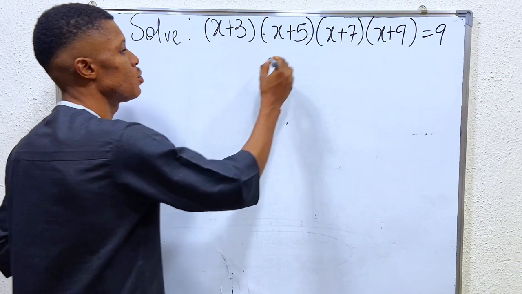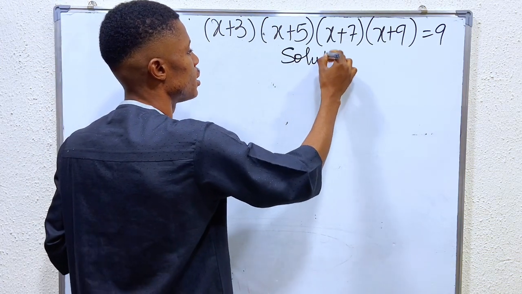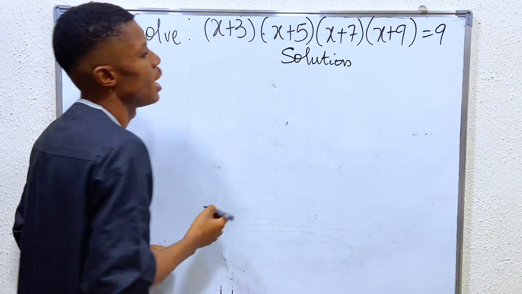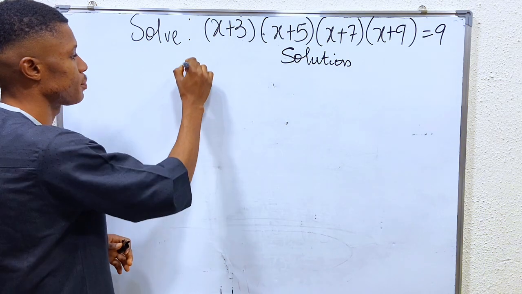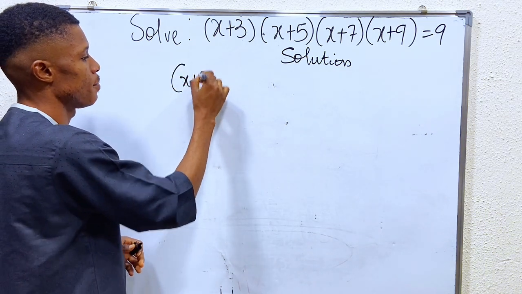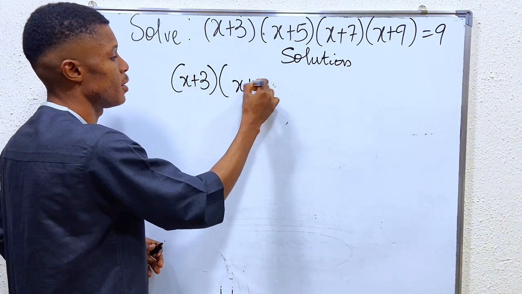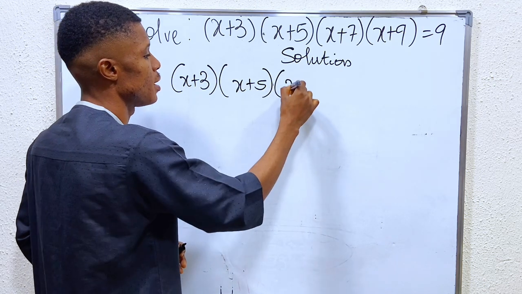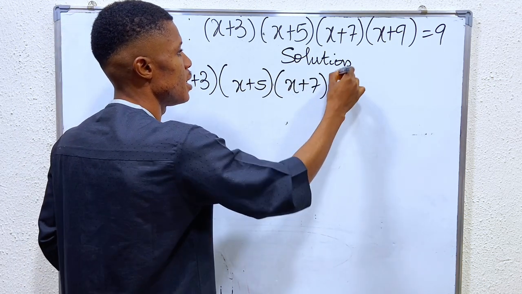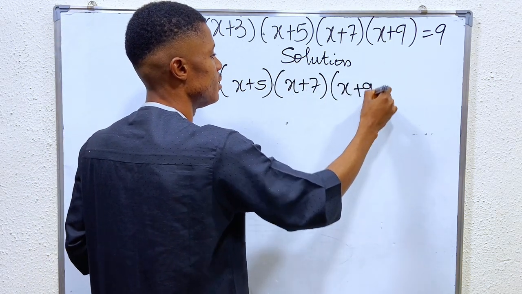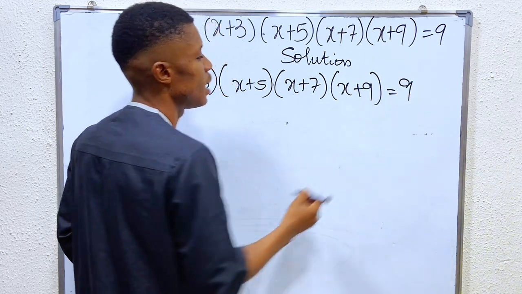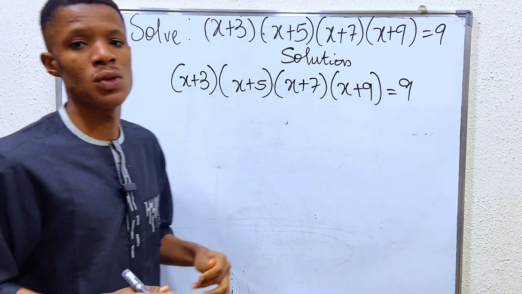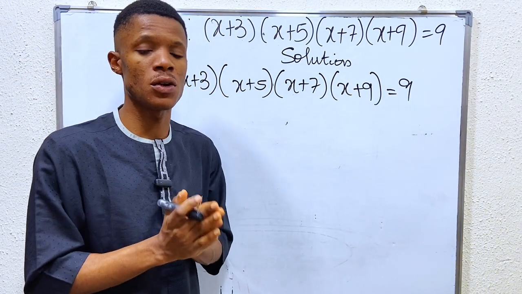To solve this, the first thing we have to write is our solution. That's what we are looking for. The question reads (x + 3)(x + 5)(x + 7)(x + 9) = 9. The first thing we have to do is to start by rearranging the functions.